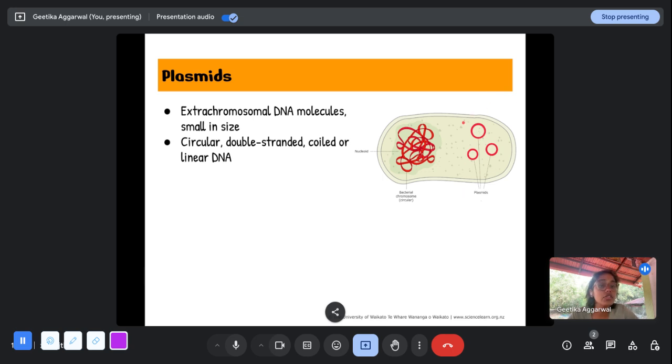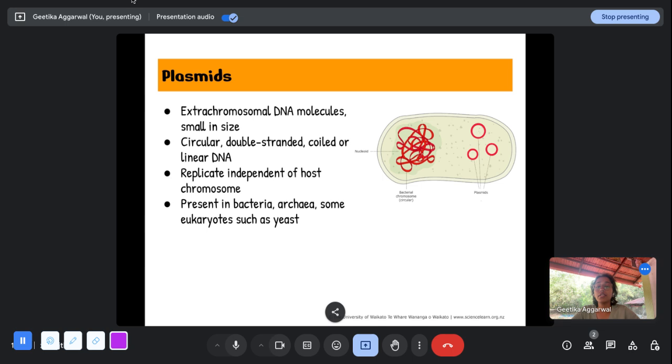So here it's linear because it's not coiled around. So there are circular double stranded DNA molecules, and they can replicate independent of the host chromosome. For example, this bacterial chromosome will replicate only when binary fission is happening, only when the bacteria itself is duplicating. But that is not the case for plasmids. Plasmids replicate independent of the host chromosome, so they don't need to be stuck with replicating only when the bacteria itself is multiplying. They can replicate independent of the bacterial chromosome.